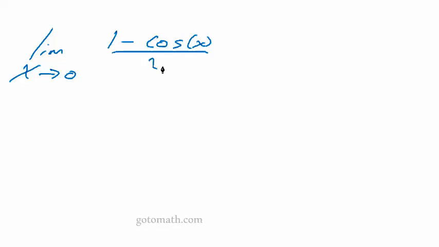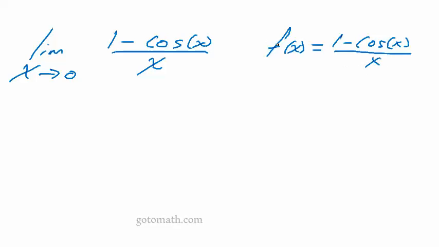We have the limit as x approaches 0 of 1 minus cosine x over x. Now we could consider 1 minus cosine x over x, and we'll define that to be the function f of x. How's that? There's a couple of ways of asking this. It could have been written like this also. And this could have been it right here: the limit of f of x as x approaches 0, where we've defined f of x to be this up here. Okay.